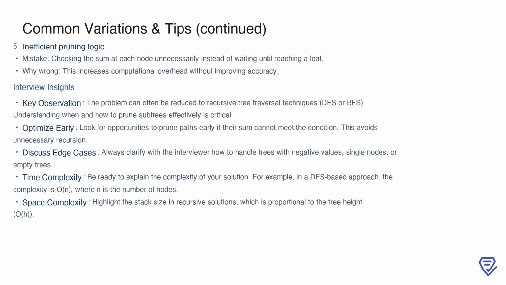A key observation is that this problem often boils down to recursive tree traversal techniques like DFS or BFS. To solve it effectively, you need to understand when and how to prune subtrees. Optimizing early by identifying non-viable paths can save significant computation, as you avoid exploring unnecessary branches. Interviewers also appreciate when you proactively discuss edge cases, such as handling negative values, single-node trees, or even empty trees.